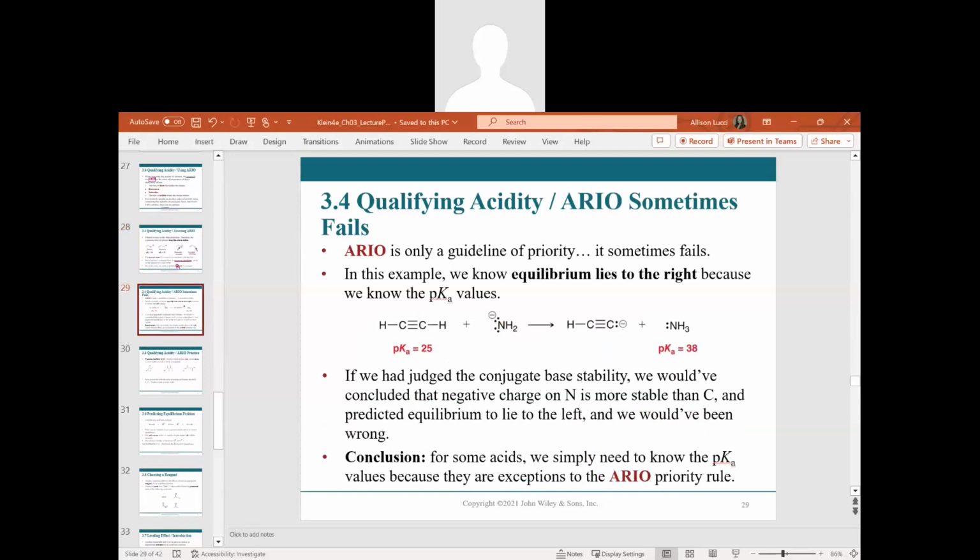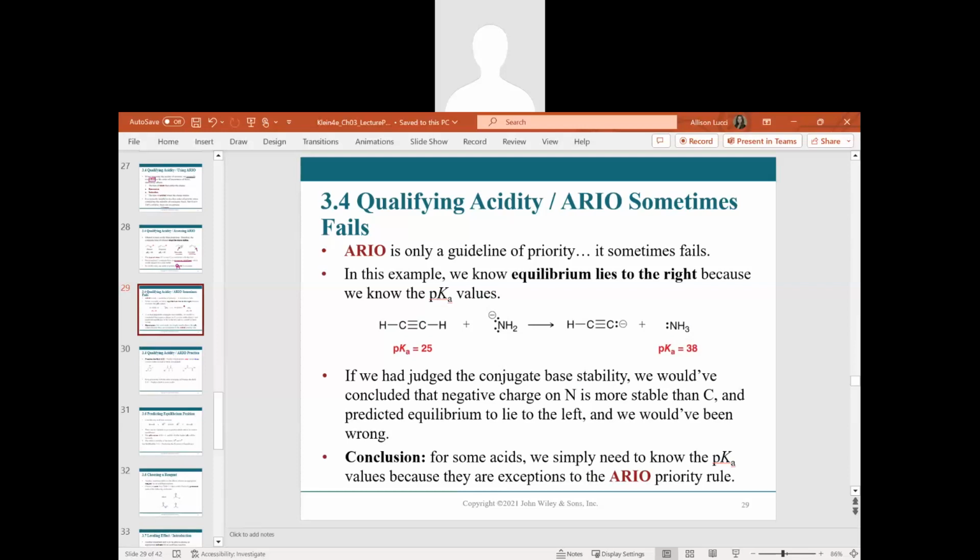So there are some times when ARIO fails. You should not experience this. Maybe in a homework problem you might see when this fails as our guideline, but generally you can follow ARIO and get the correct answer every time.